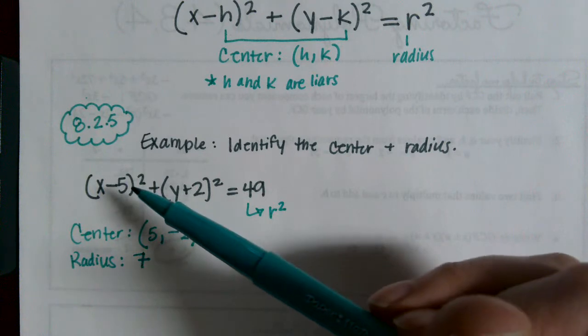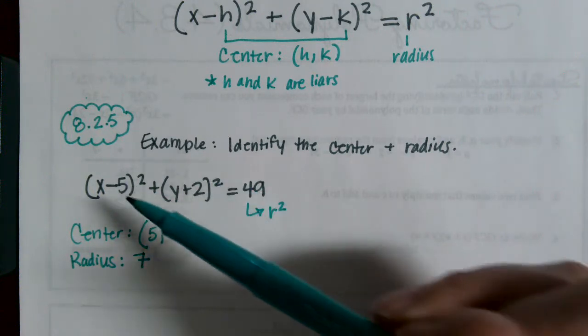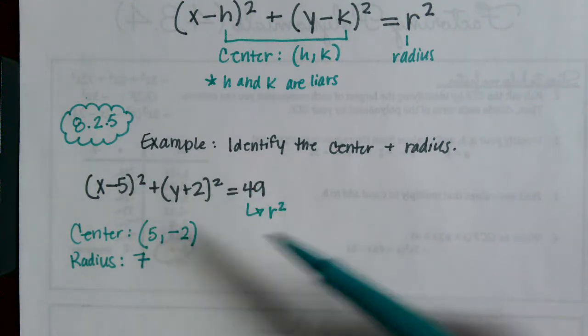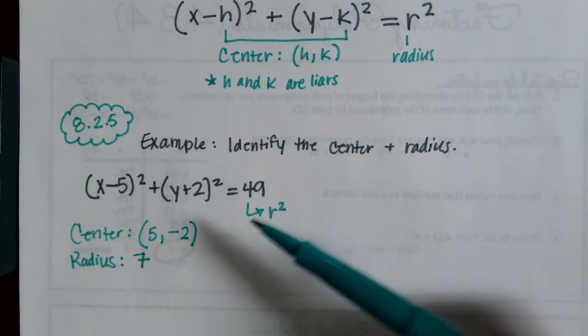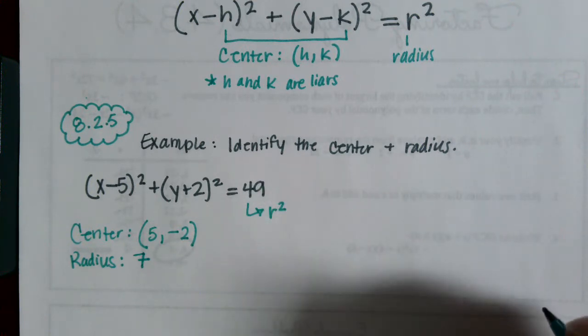So just two things to keep in mind. One is that you have to make your center opposites, so plus 5 and minus 2, and then make sure you square root this number at the end. You don't just leave it as 49.